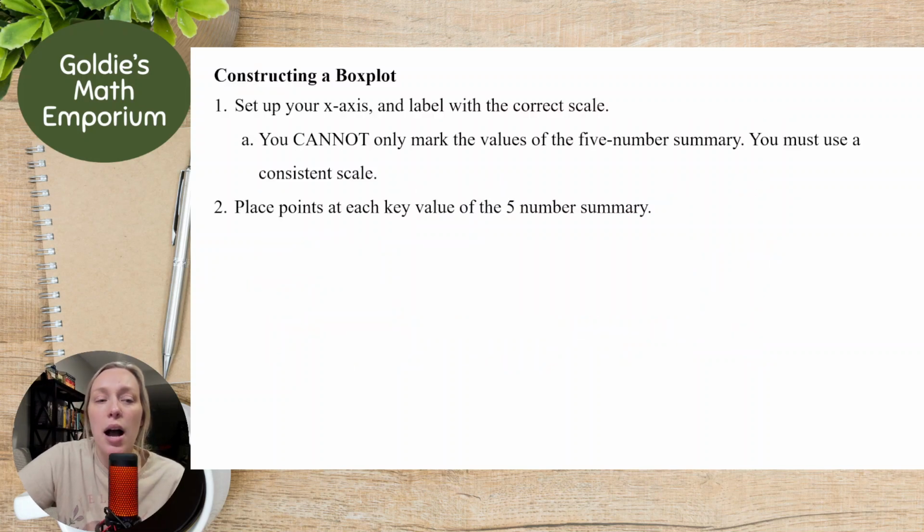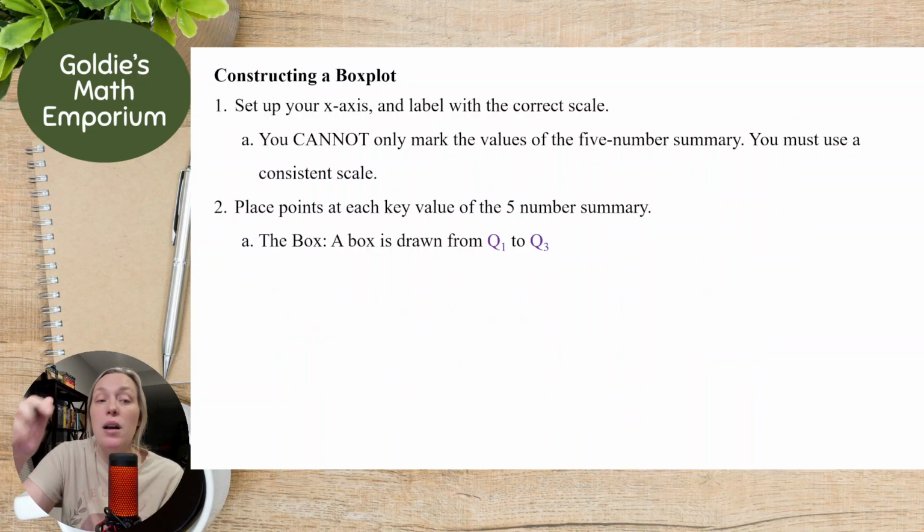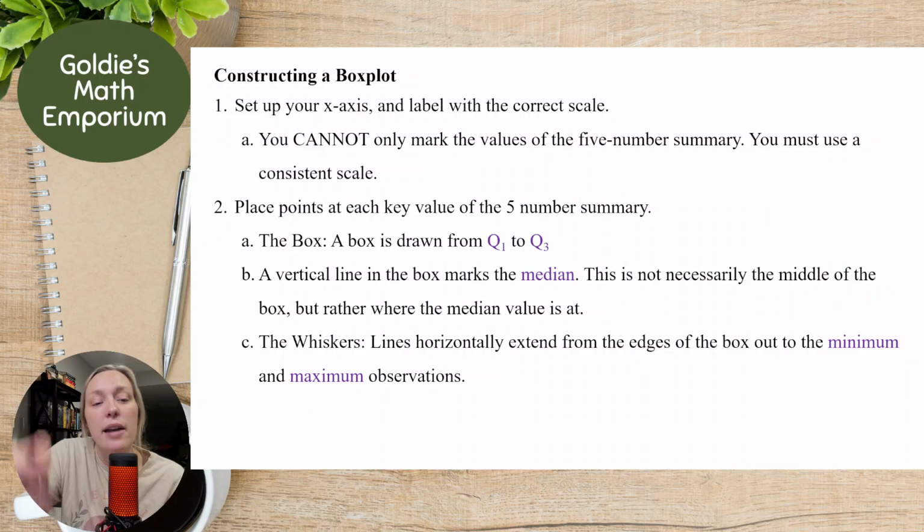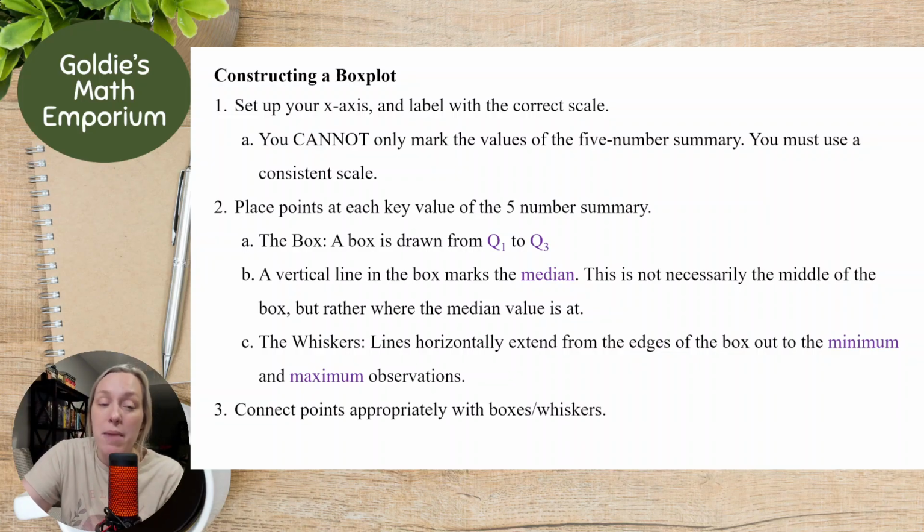Place the points at each value of the 5-number summary. A box is drawn from Q1 to Q3. The vertical line is the median, not necessarily in the middle of the box, but somewhere inside the box. And then the whiskers extend out from those quartiles to the min and the max observations, and then we connect the points appropriately.